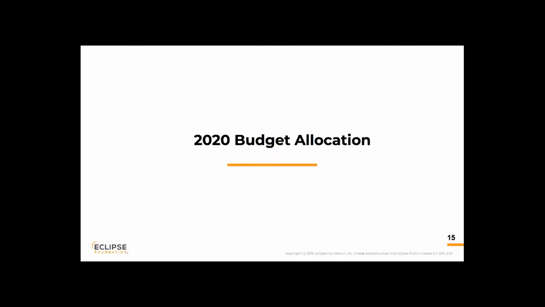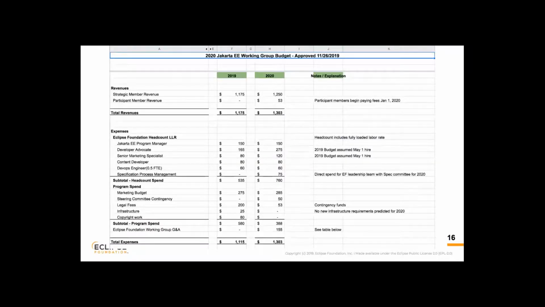And then we took a look at our budget and allocated it to fund specific areas. Our budget is listed here. You can see in the 2020 column is our total revenue. So these are the revenues of the working group from member contributions. And that total is $1.3 million. And so that's the revenue, and the expenses are the way that funding is allocated.